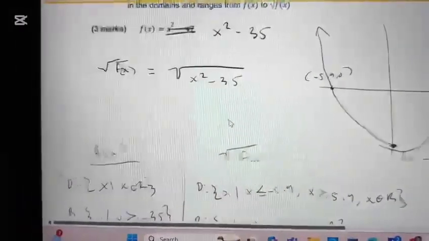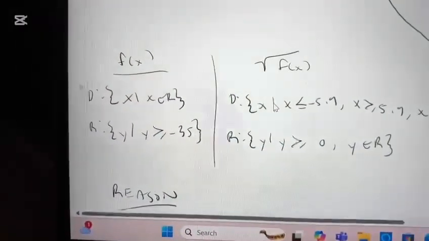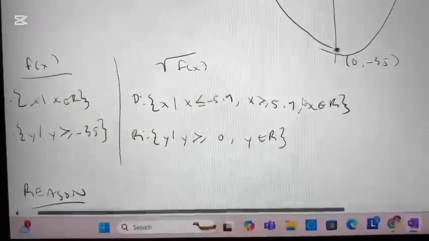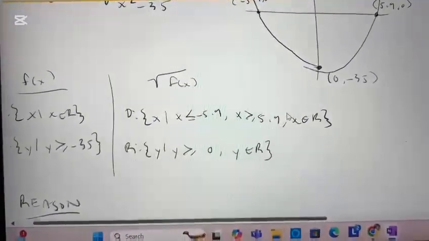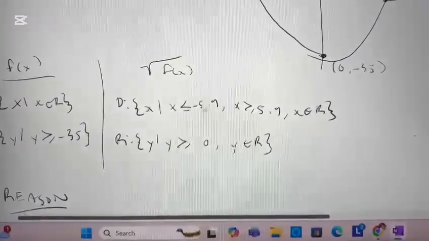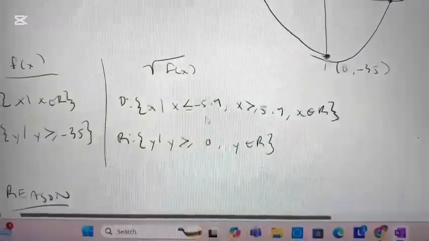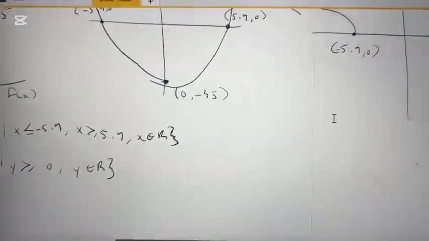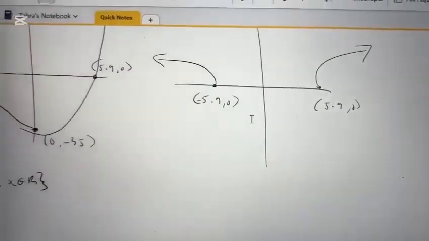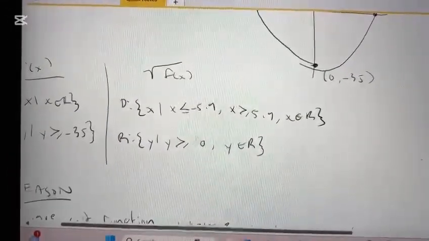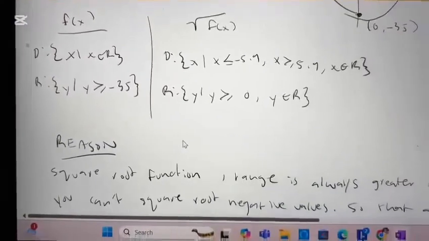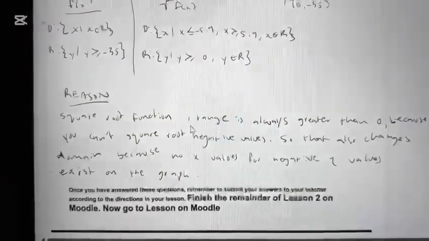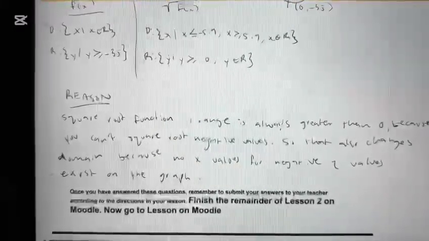So for the domain and range for f of x, we have x is in the reals and y is greater than or equal to -35. And for the square root of the graph, we have x is less than or equal to -5.9, and x is also greater than or equal to 5.9, as we can see here, and y is greater than or equal to 0.